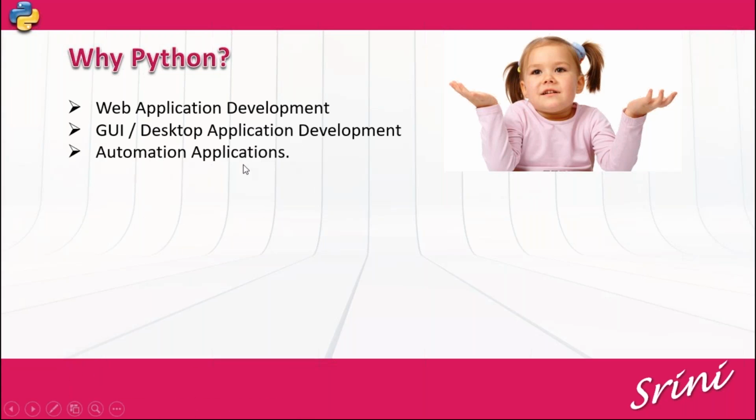And Python we can use for automation purposes. All kinds of automation scripts we can develop using Python. Python can be used for data analytics purposes. Already I told you NumPy is the library for numerical processing. Pandas is the library for data processing and data migration. Matplotlib is the library for data visualization.